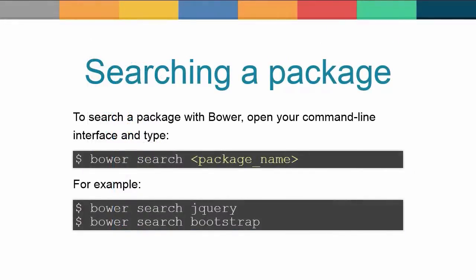Now that Bower is installed on the machine, let's see how we can search a package. To search a package with Bower, open your command line interface and type bower search and the package name. For example, bower search jQuery, or bower search Bootstrap.